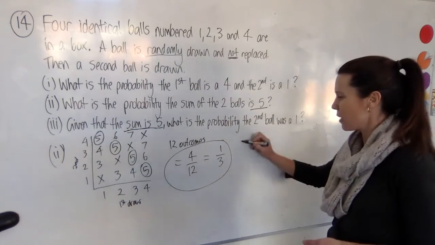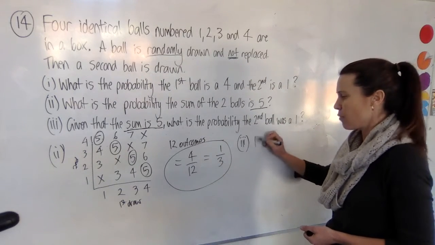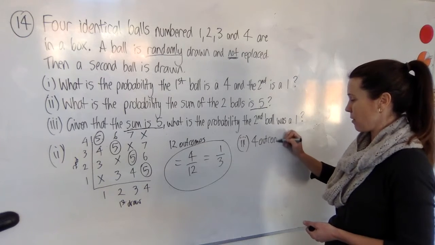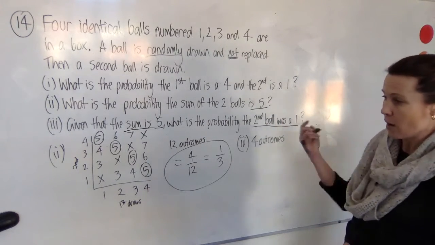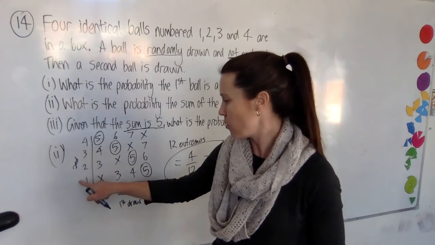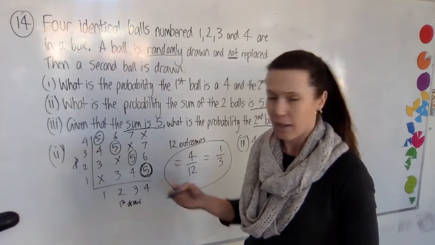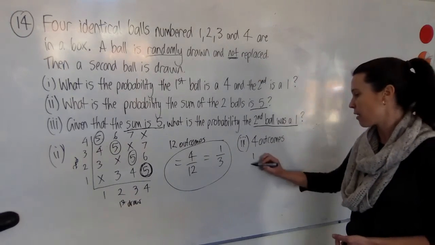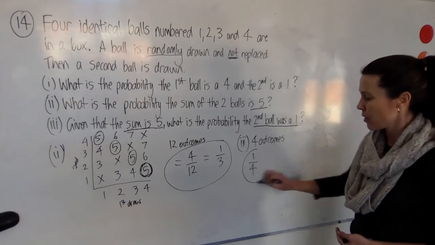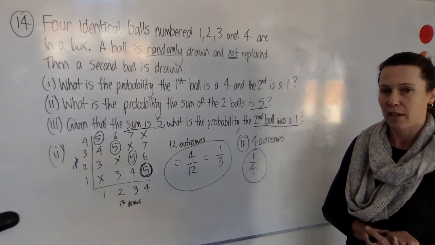So how many outcomes are there? For part 3, there's only 4 outcomes that we're interested in. Now, how many of them have the second ball being a 1? Well, if this is the second ball being a 1, only one of them has that. So it's only 1 outcome that's favourable out of the 4 possible outcomes. So that's our answer for part 3, and it's 1/4.